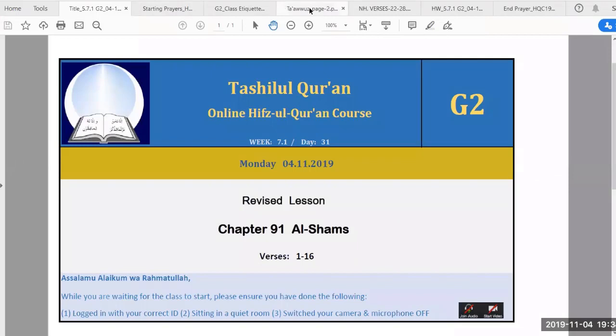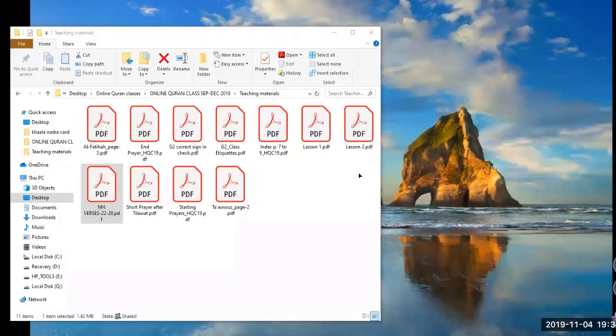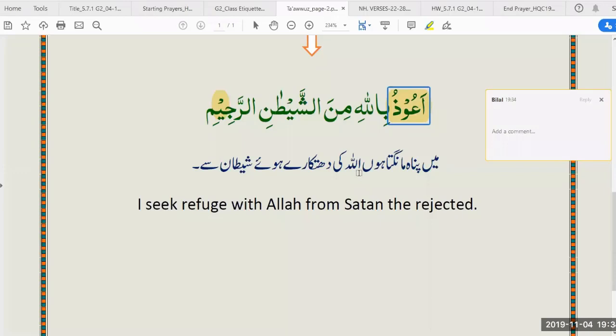No. Slow down. First of all, what do you say before you start reciting? A'udhu billahi minash shaitanir rajeem. Bismillahir rahmanir rahim. Wash-shamsi wa duhaha. Wal-qamari iza talaha. Okay, good. Now can you do it once more, a little bit slower?